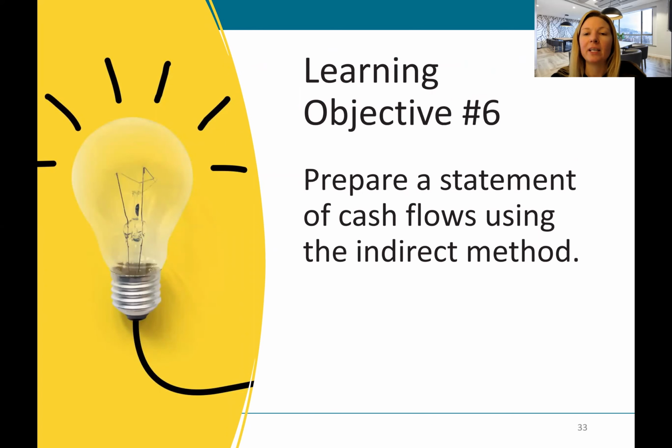Learning objective number 6, prepare a statement of cash flows using the indirect method. So the method we just did was the direct method. We didn't care about net income. We were just looking for those cash flows. And here we're going to use the indirect method.